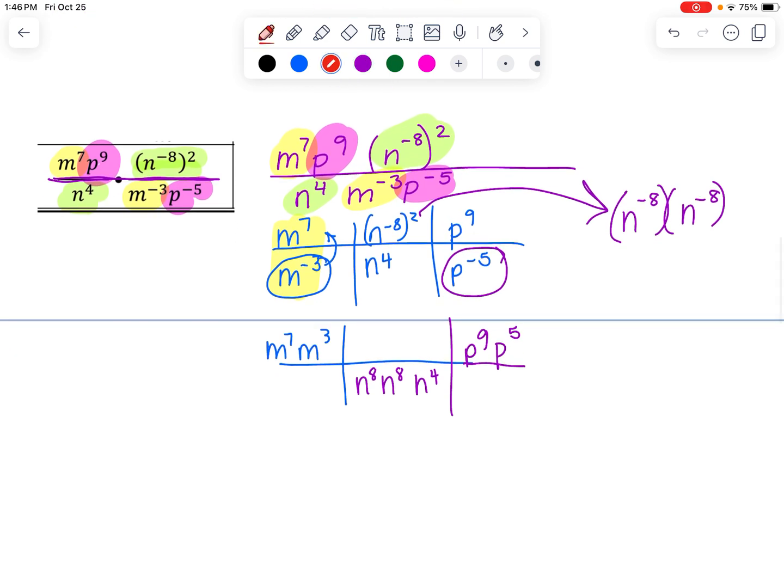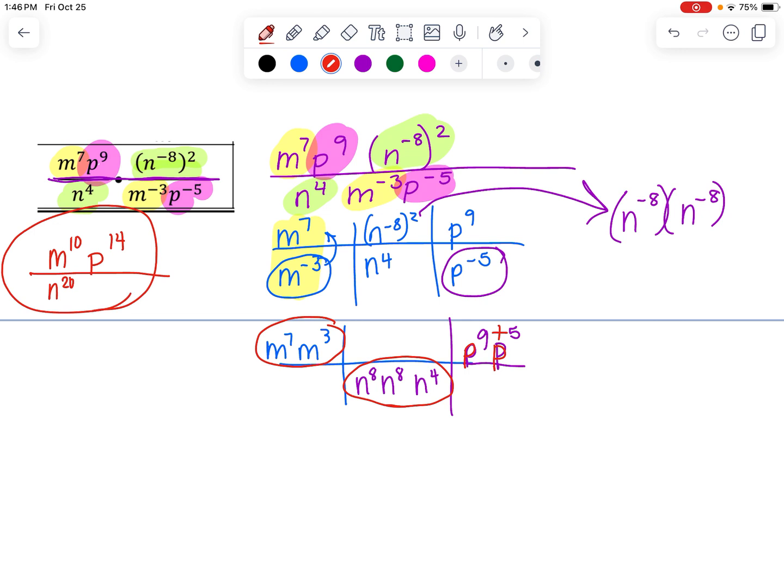So from there, I can say when we are multiplying exponents with the same bases, we add. So that'd be m to the 10th power. And then here, same base of n, add the exponents. 8 plus 8 is 16, plus 4 is 20, so n to the 20th power. And then here again, p is the base, same base, add the exponents. 9 plus 5 is 14. And there would be your answer.